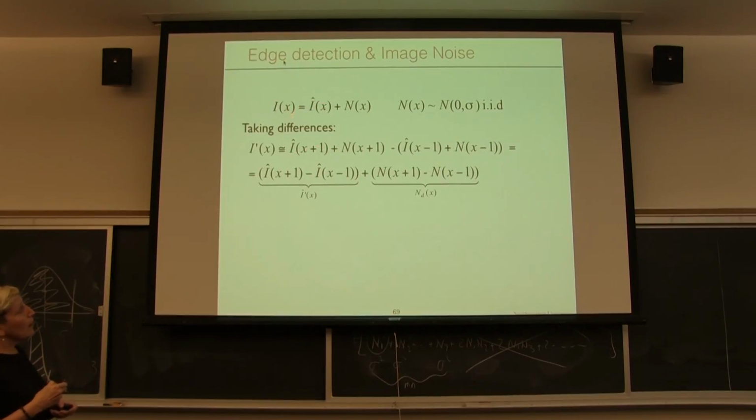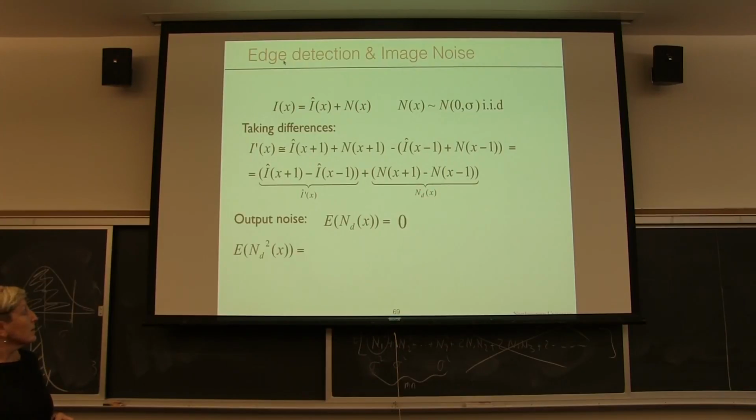So I have I of x plus 1 minus I of x minus 1. And when I take the difference, I group together the ideal terms. That would be my ideal gradient, right? That's the difference that I wanted. But then I have this thing over here, which is the difference of the noises. Okay? And so the expected value of the output noise is still 0, right? Because 0 plus minus 0 is still 0.